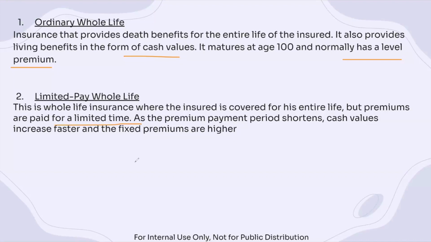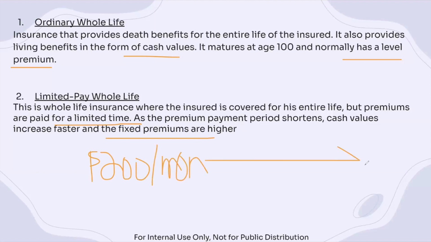So in this case, because the premium payment period shortens, the cash values increase faster and the fixed premiums are higher. So instead of paying $200 a month for the rest of your life, we might be paying $800 a month, maybe just for 20 years. So maybe a shorter period of time, okay? Hence it's called limited pay whole life.